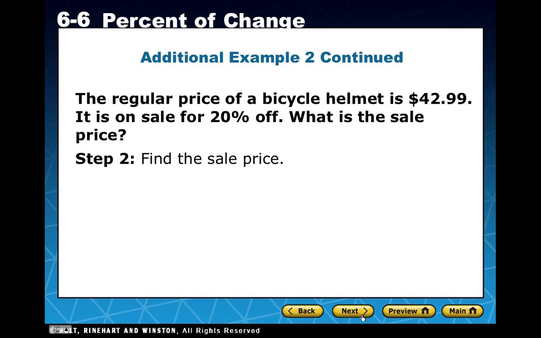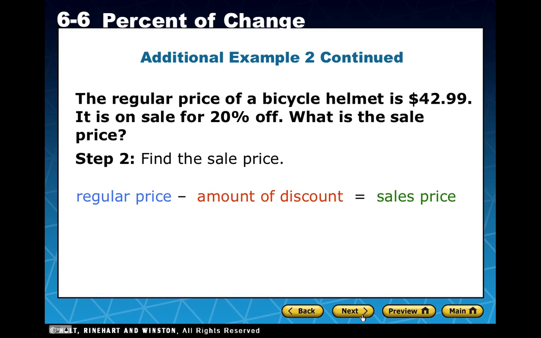So now we're going to find the sale price by taking the original price, the regular price. We're going to subtract the discount, and that will give us the sales price, which is what you would pay if the bicycle helmet was 20% off.